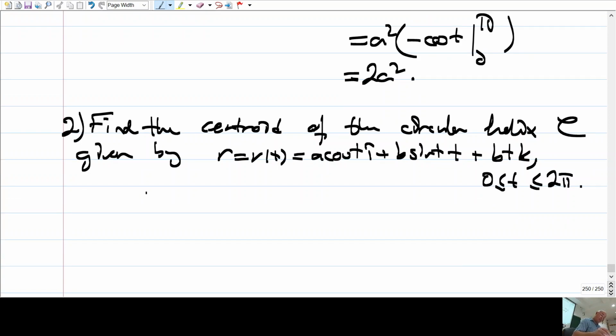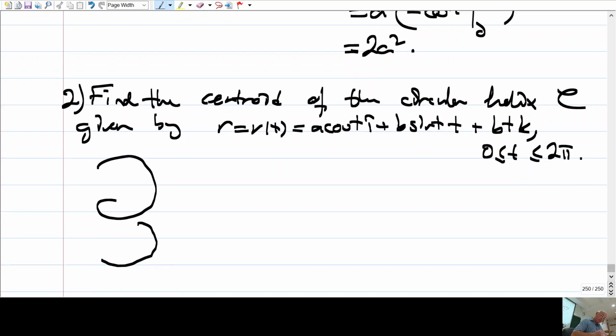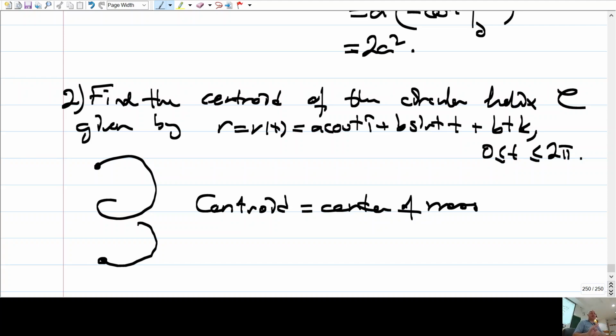Okay, so what is this? This is a helix. So something like this. I couldn't draw it very well, but it is a helix on a cylinder. The centroid is the center of mass of this. Okay, centroid, center of mass.